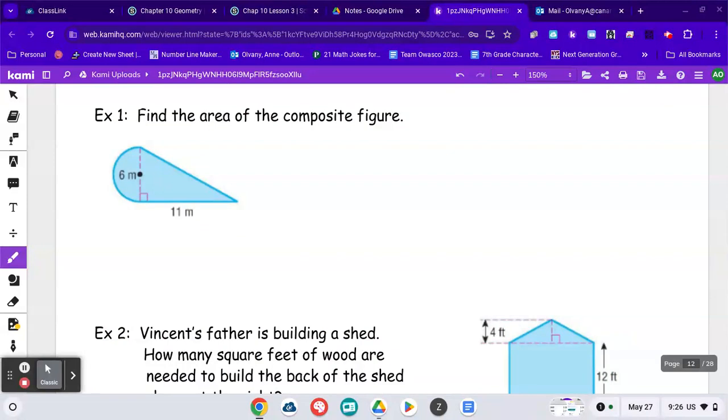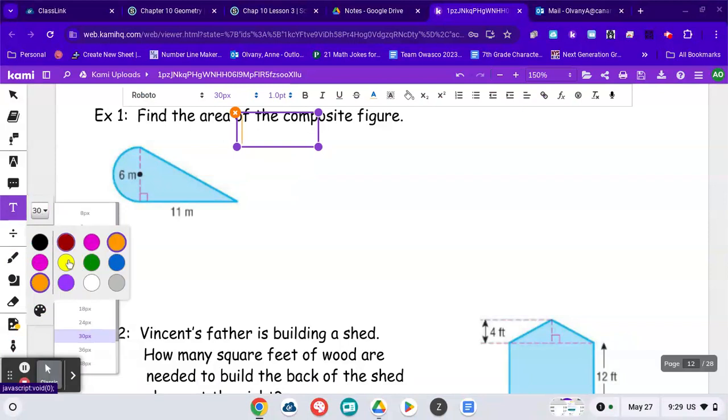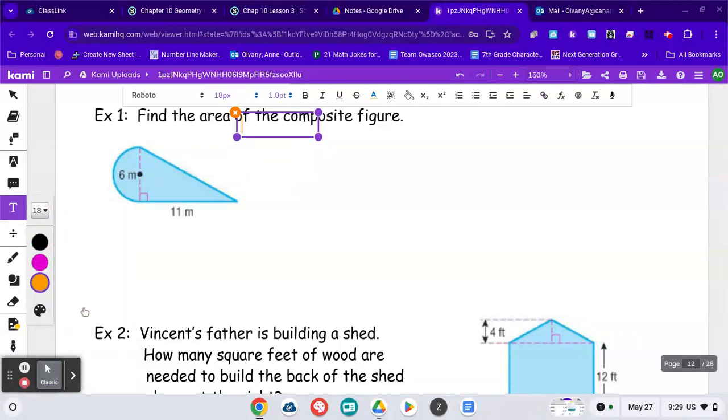Find the area of the composite figure. So this shape in example 1 is made up of 2 shapes. I like to write down what I see. So I'm going to write that I see a half a circle, and I'm going to add that to a triangle. I'm just going to move this down so we can see it.